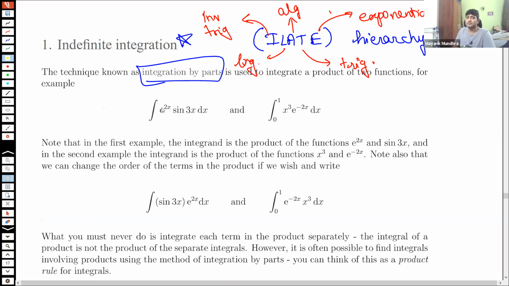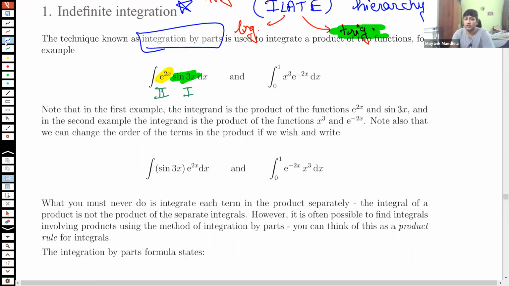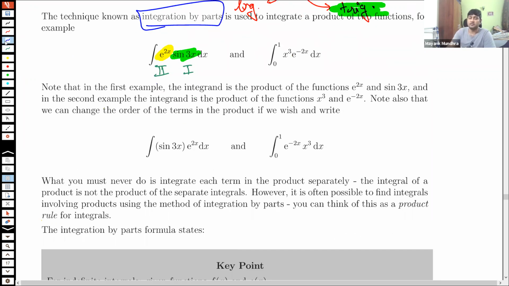So when you look at this function, e to power 2x is exponential and sine 3x is trigonometric. So trigonometric is a bit higher on the hierarchy. So I should name this as function 1 and this as function 2. Okay. So how does this work now? Now that I have my first function and the second function.